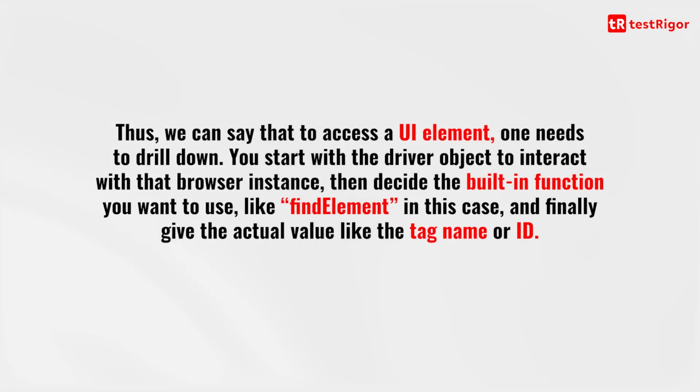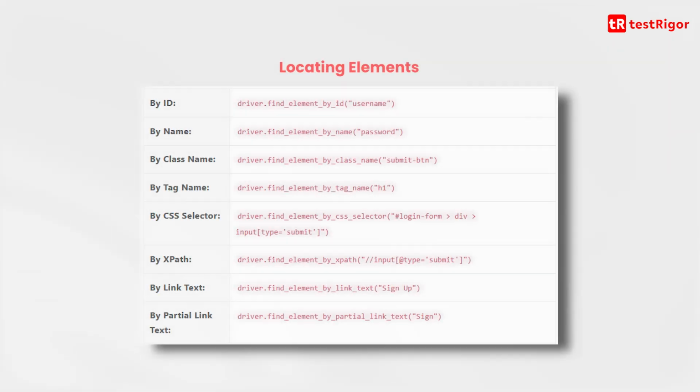Thus, we can say that to access a UI element, one needs to drill down. You start with the driver object to interact with that browser instance, then decide the built-in function you want to use, like find element in this case, and finally give the actual value like the tag name or ID. The table shows examples of how you can use these different aspects or attributes of UI elements to interact with them.